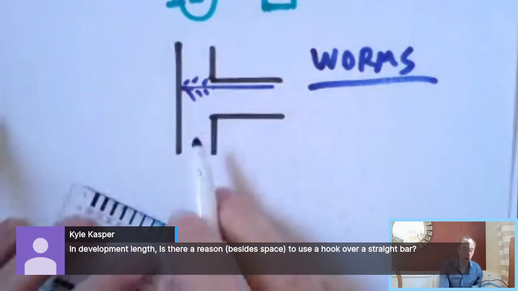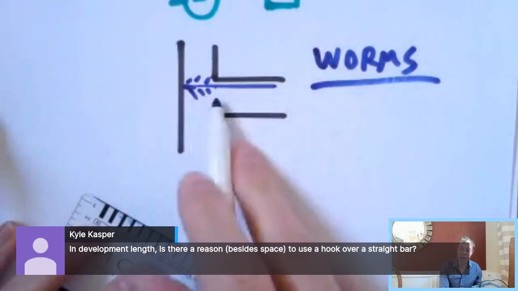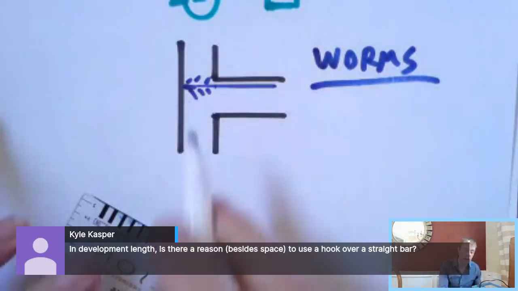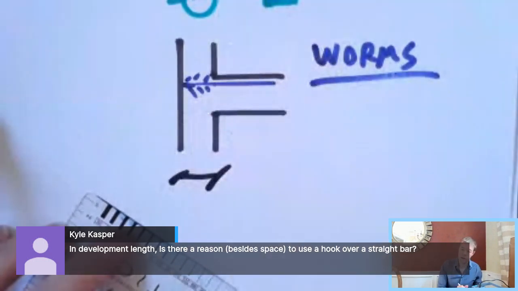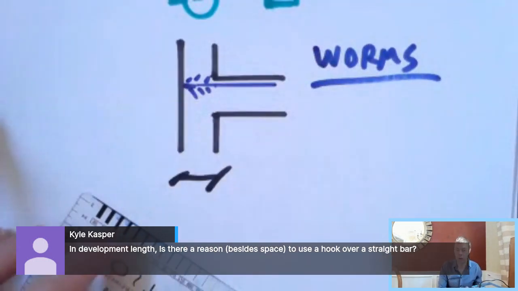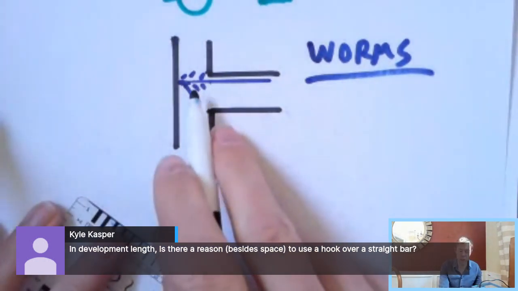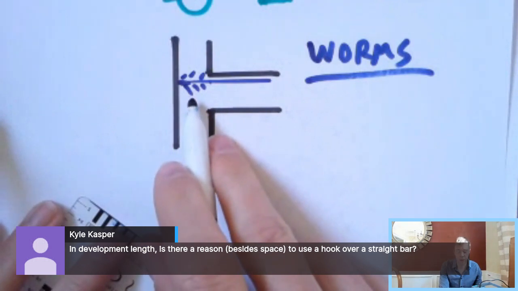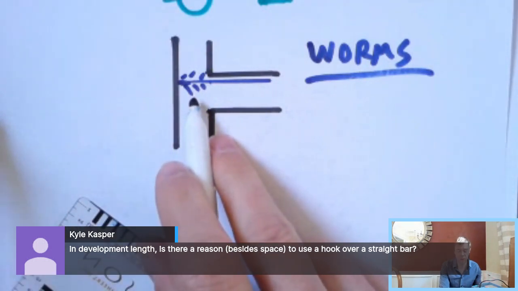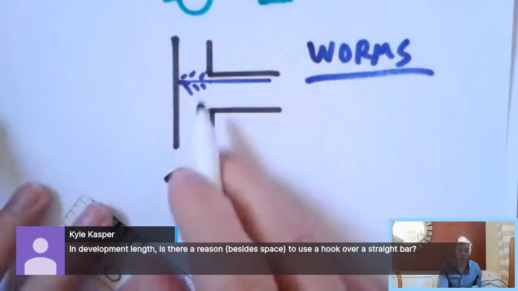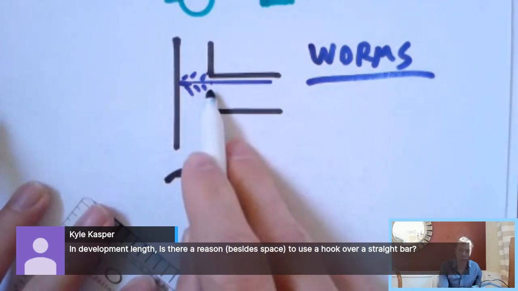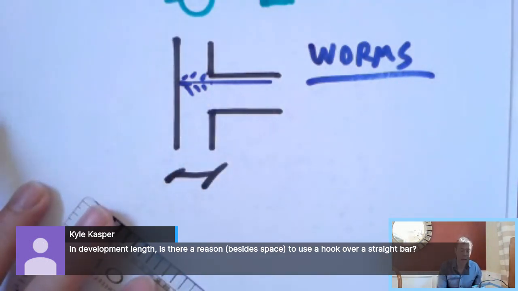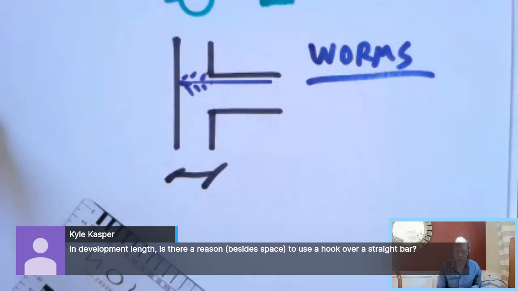Yeah, sometimes there is, Kyle, because it's not just about space as far as getting things to fit. It's also about this dimension here. Sometimes we want this dimension to be smaller. So that's one reason to use it. Another reason is congestion, having lots and lots of material in here. Other than that, a hooked bar and a straight bar provide the same capacity. They provide the yield strength of the bar at the point of development. And there you go. It's pretty much about space.